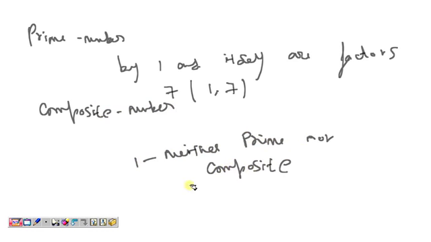Okay. So you all know what factors are, I hope. Factors are the numbers that divide the original number. Say I have 14. What are the factors of 14? You have 2, 7, 1. These are the factors of 14. Of course, 14 as well.